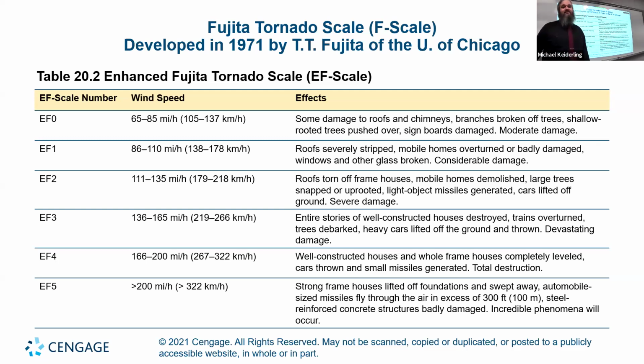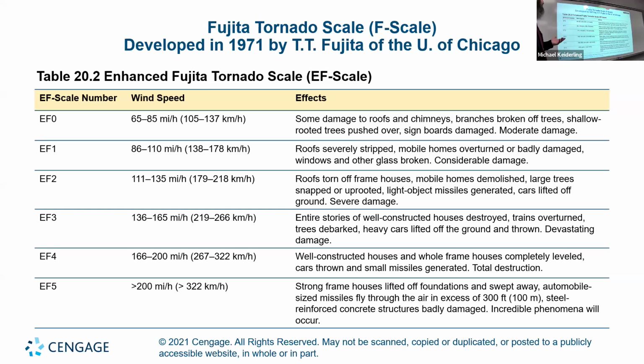Roofs are torn off of frame houses. Mobile homes are demolished. Large trees are snapped or uprooted. Light objects are turned into missiles, and cars are lifted off the ground. This is severe damage. EF3 is 136 to 165 miles per hour. Entire stories of well-constructed houses get destroyed. Trains get overturned. Trees get debarked. Heavy cars are lifted off the ground and thrown. This is devastating.